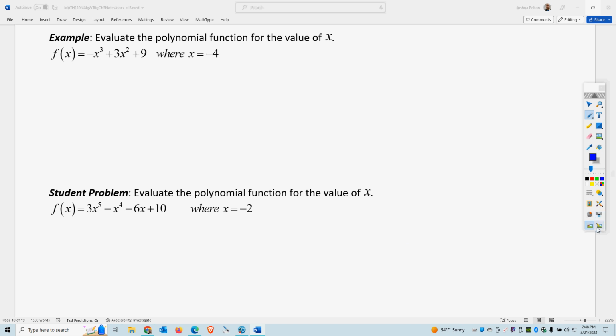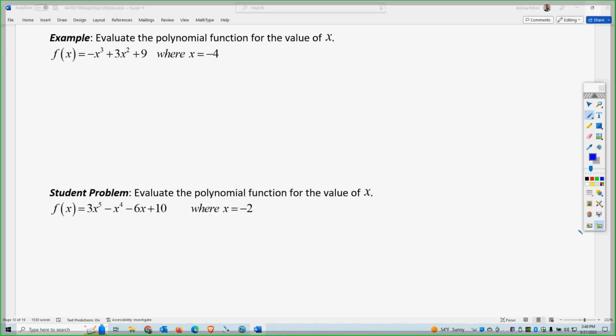All right, this is Professor Pelton. This is part 2 of chapter 5, section 2. So there's a little practice and substitution first.